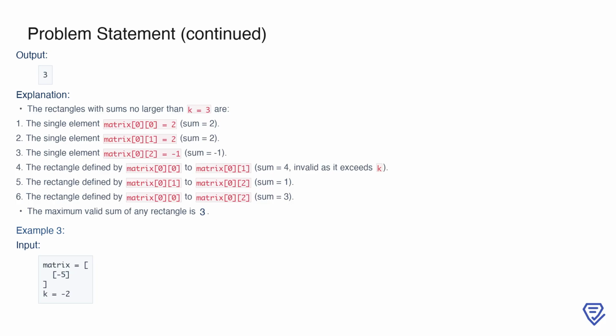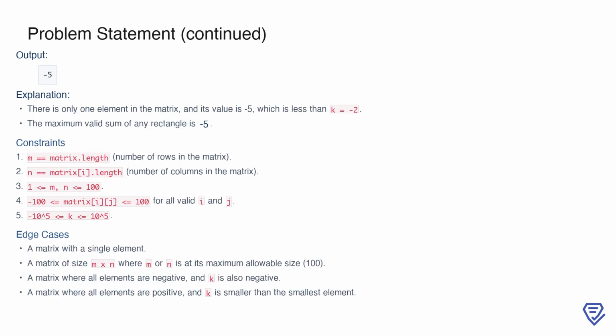Now let's look at another example. Suppose the matrix is [[2, 2, -1]], and k equals 3. Here, the matrix has only one row, but we can still identify multiple subarrays or rectangles. For instance, individual elements like 2 and -1 are valid rectangles. We can also consider rectangles spanning multiple columns, such as the sum of matrix[0][0] to matrix[0][2], which equals 3. However, some rectangles, like matrix[0][0] to matrix[0][1], result in a sum of 4, which exceeds k and is therefore invalid. The maximum sum among all valid rectangles is 3, so the output is 3.